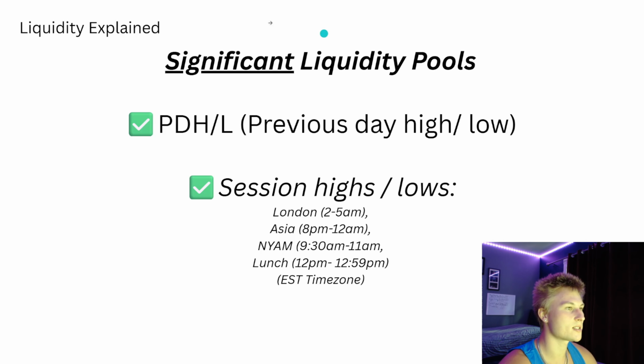You can use these very significant liquidity pools for your bias, and overall it will help so much to read the market from a higher time frame point of view. So when you're building out your narrative, you can keep in mind if previous day high or low got taken, if session liquidity got taken. Also here the sessions: London, Asia, New York AM, lunch, as well as the times if you guys need it. These are super important because when you keep an eye on significant liquidity pools, it will straight up make reading the market so much easier.